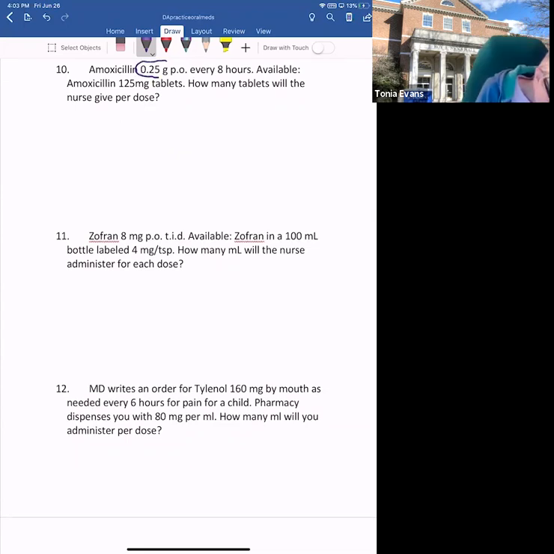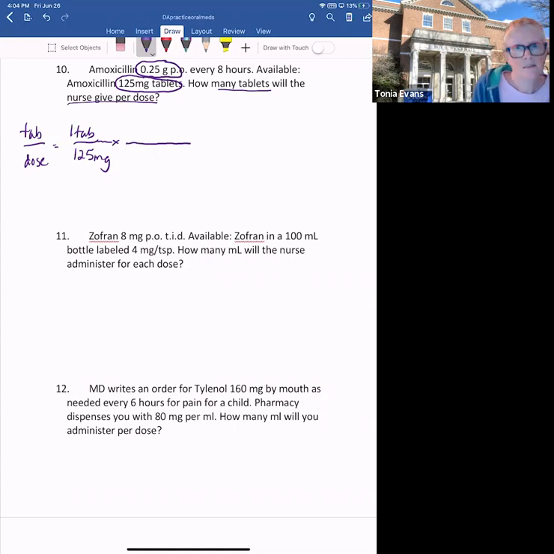Okay, amoxicillin 0.25 grams, and here are our tablets. How many tablets will the nurse give per dose? Okay, so I'm looking at tablets per dose. I'm going to start with tabs. What do I know? I know that 1 tablet is 125 milligrams. Next thing, what do I want to do next? Get rid of the milligrams, right? So I'm going to put milligrams up there.